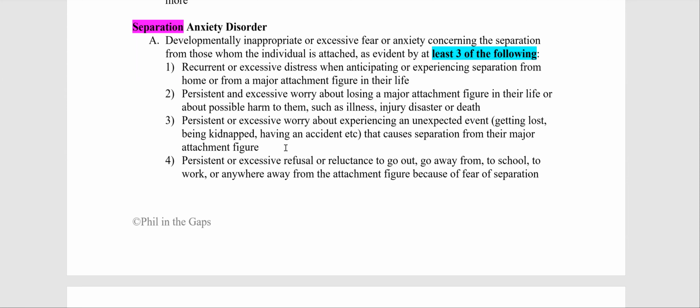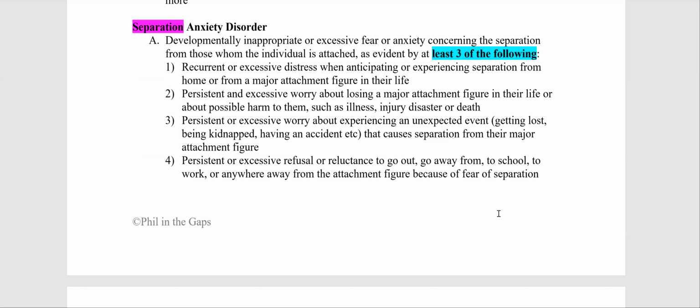So persistent and excessive worry about losing a major attachment figure in their life or about possible harm to them, such as illness, injury, disaster, or death, where it's not otherwise a significant possibility. Persistent or excessive worry about experiencing an unexpected event, so getting lost, being kidnapped, having an accident, or being separated from the major attachment figure in their life in some way.